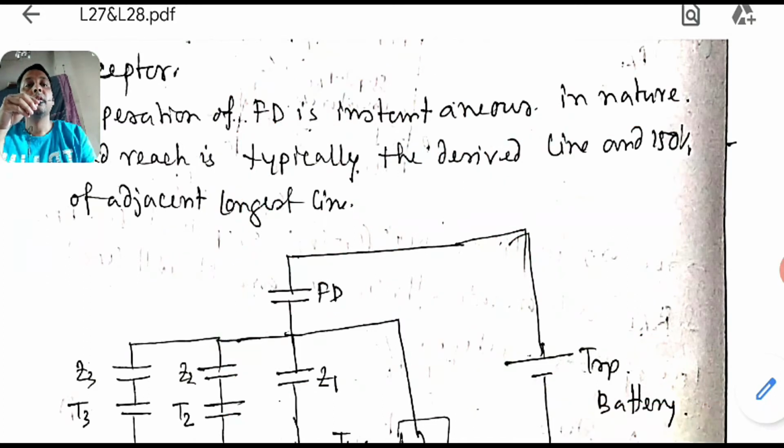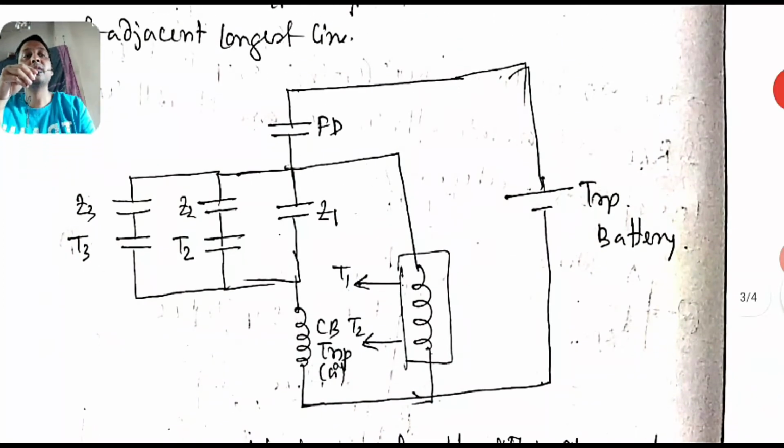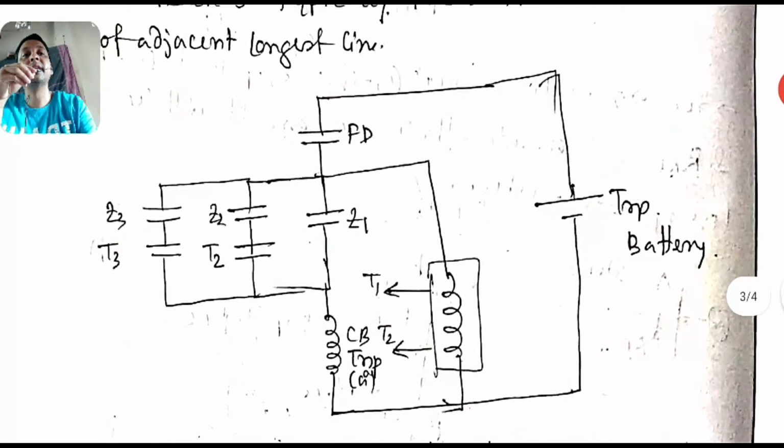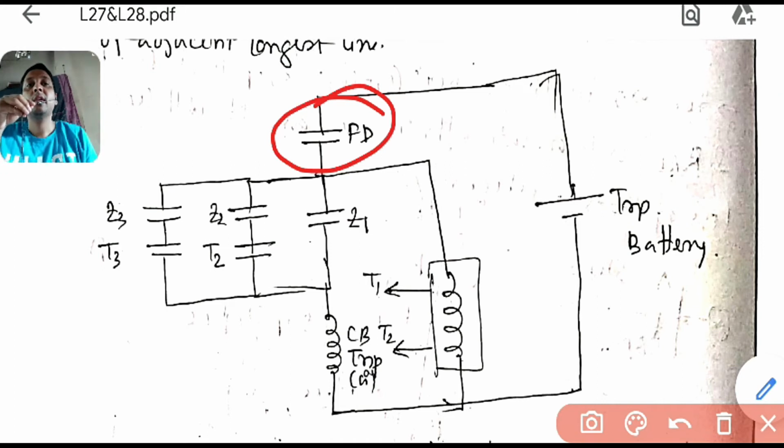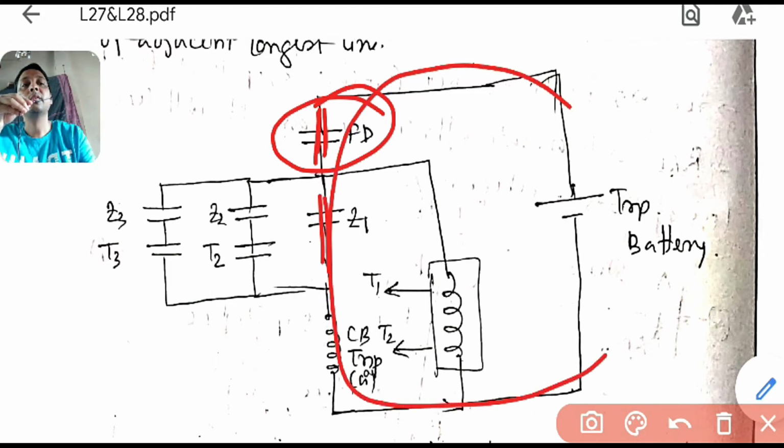So if you see, if there is any fault, the first one to sense it is FD, because it can see far distance away, 250%. So it will immediately close its contact. So this is shorted. Now what will happen if the fault is in zone 1, that is in the first section? Then Z1 also closes its contact. So the line is closed, and this will give the trip command.